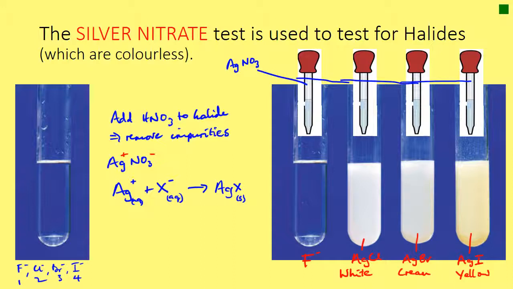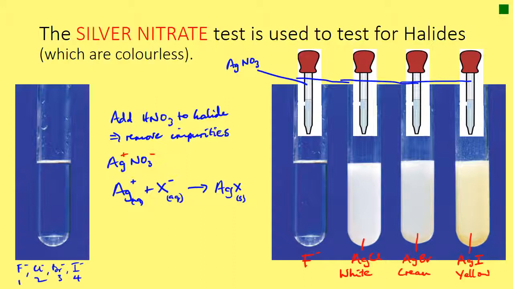So what we're going to do is use the silver nitrate test, sometimes called the acidified silver nitrate test, in order to distinguish between these halides. But first, we want to add some nitric acid, some HNO3, to the halide, and that's to remove impurities so that our results are true.